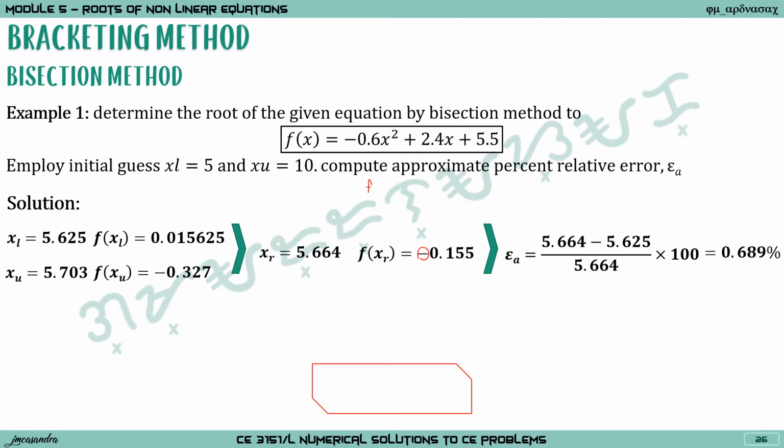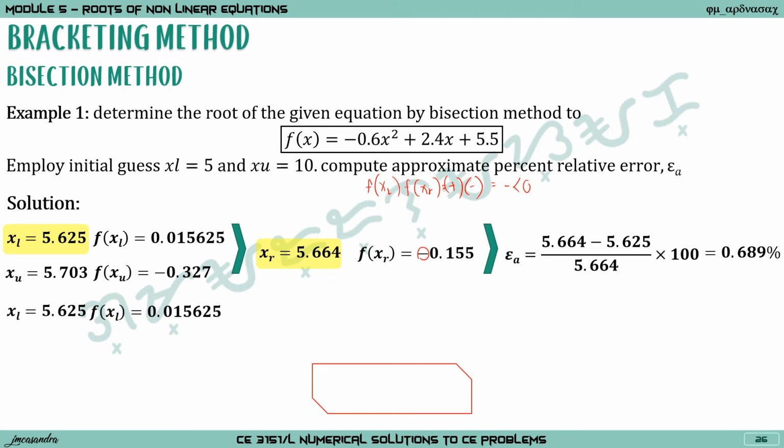So if we're going to check based on our rule, instead of the sign convention, our rule is the function of xl times the function of xr. xl is positive and xr is negative, so it's a negative value, so less than 0. So therefore, our new limit will be xl still, and our xr will be our new x sub u.